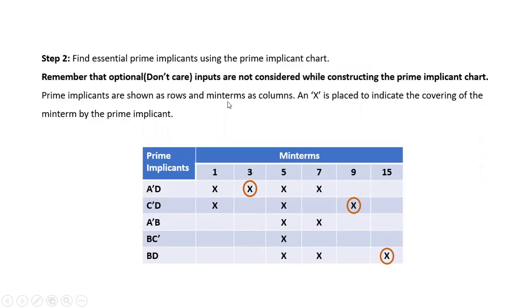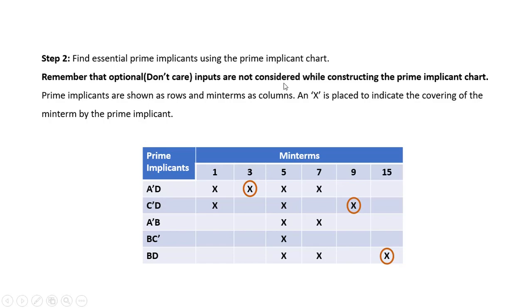Now we will move to step 2, which is to find our essential prime implicants using the prime implicant chart. So we will form the prime implicant chart here. You have to remember that you have to neglect don't care terms, so you will consider only minterms here. There will be no don't care inputs in this prime implicant chart. Prime implicants are shown as rows and minterms as columns, and an X is placed to indicate the covering of a minterm by that prime implicant.